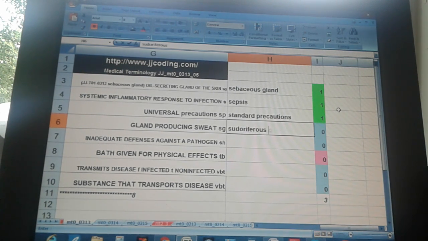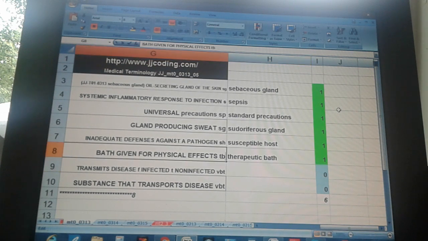Sudoriferous gland. Inadequate defenses against a pathogen. Susceptible host. Bath given for physical effects. Therapeutic bath.